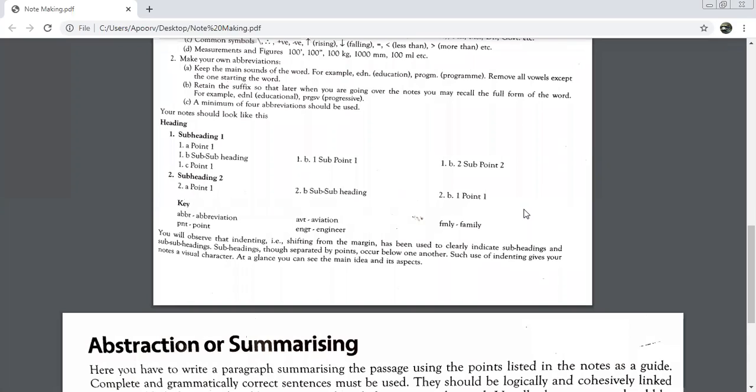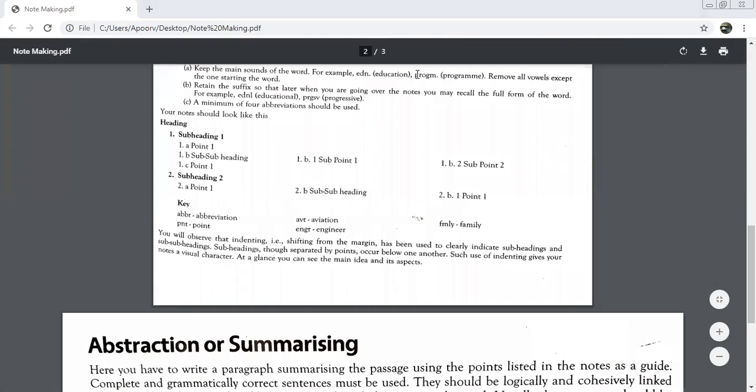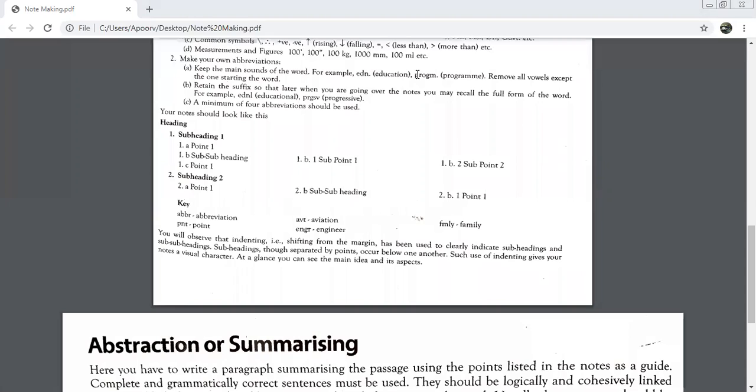Abbreviations we've already discussed in detail. Beta, seen? Yes or no? Yes, ma'am.